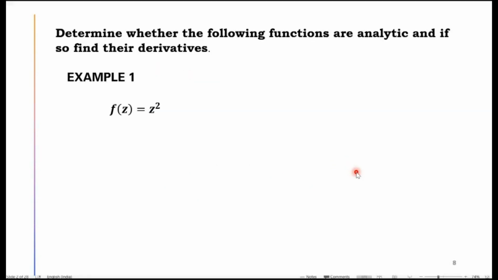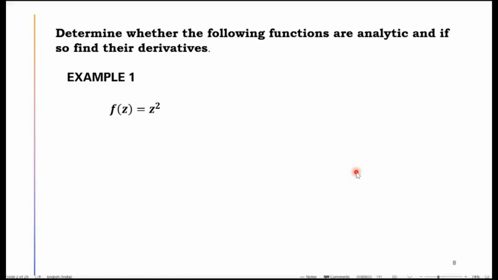Determine whether the following functions are analytic, and if so, find their derivatives. पहला प्रॉब्लम है f of z is equal to z square.